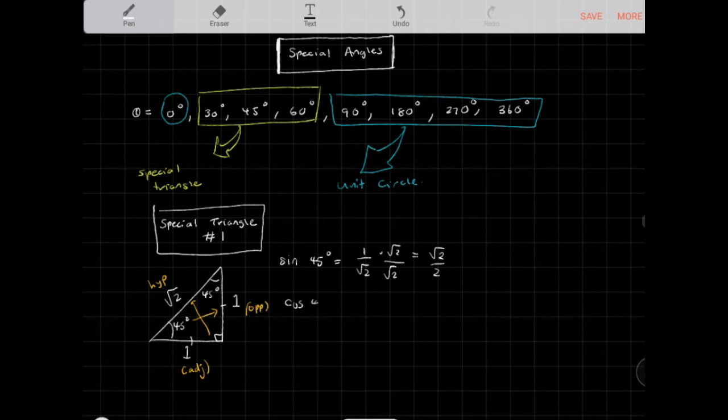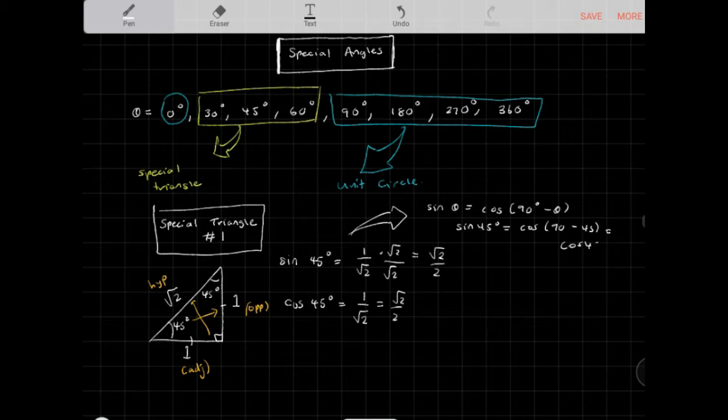And if we take a look at cosine 45 degrees, well, we'll actually see that it's the adjacent side over the hypotenuse, and you'll actually get the same ratio, 1 over square root 2, which is square root 2 over 2, right? And this actually kind of coincides with what we showed earlier, that sine theta is equal to cosine 90 degrees minus theta, right? So you can notice here that sine 45 degrees is equal to cosine 90 minus 45, which is equal to cosine 45. So they actually have the same ratio. So that's one way we can actually see that, right? So you actually get square root 2 over 2.